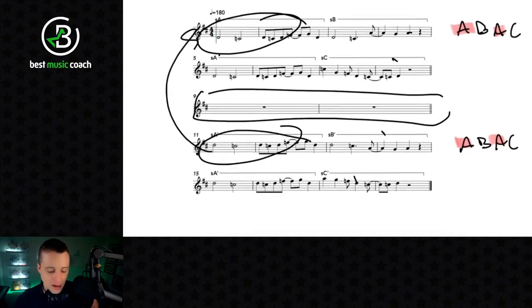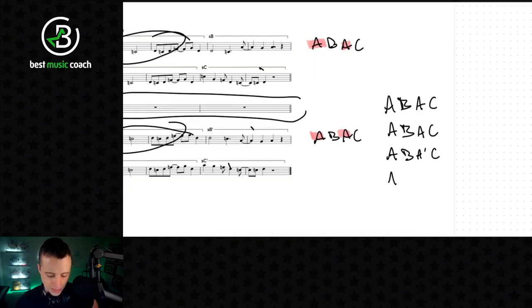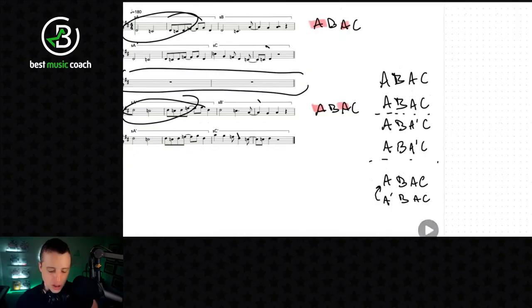And so what we can think about is an ABAC, then another ABAC, or we can have an ABA prime C, and then another ABA prime C, or we could have an ABAC and then an A prime. So there's some slight difference between this second A and this first A, BAC. And then this A relates more to this A than it does to the first A.